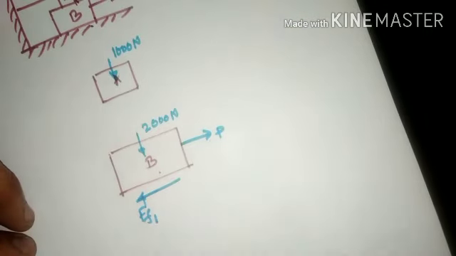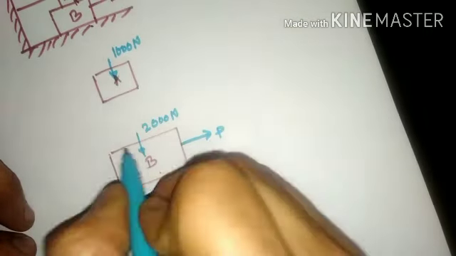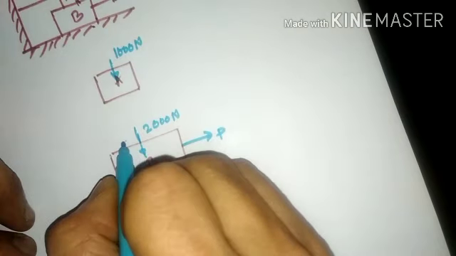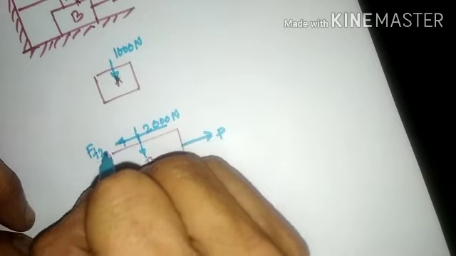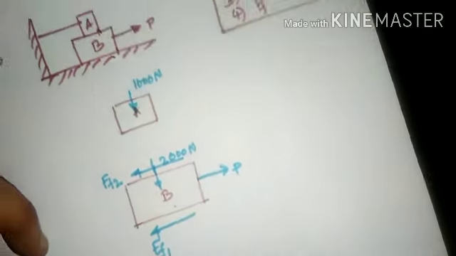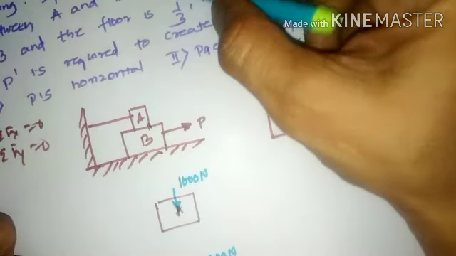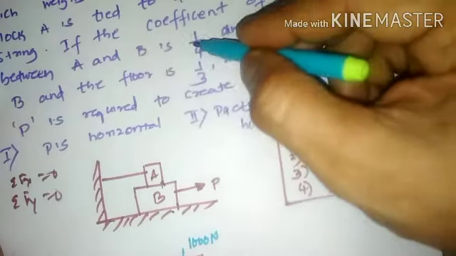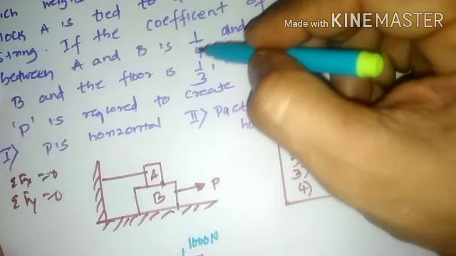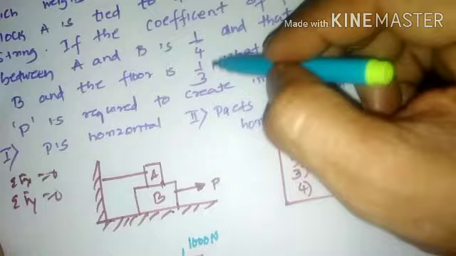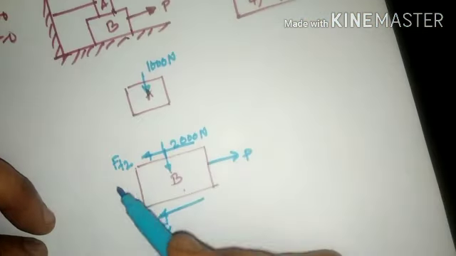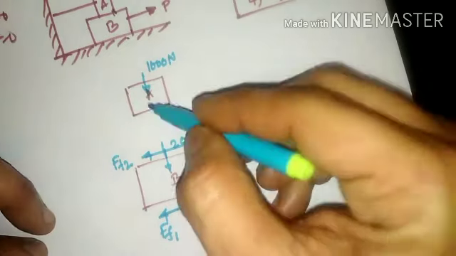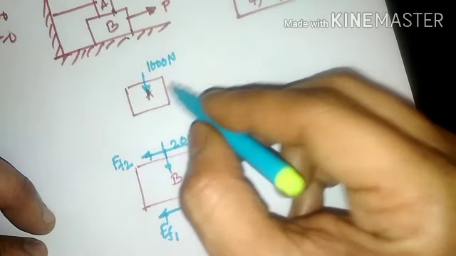So this I shall call F of F1. Similarly, here also we will have a frictional force, which will be called F of F2. Both will be different. The reason is that the coefficient of friction between blocks A and B is 1 by 4 and between B and the floor is 1 by 3. So the coefficient of friction is different, so they will be called F of F2 and F of F1. Both these surfaces are in contact.